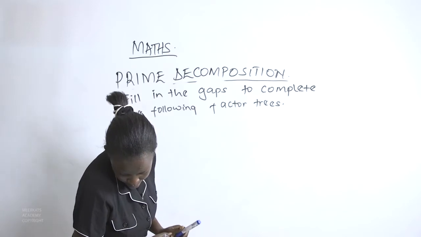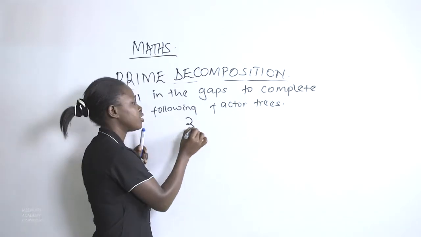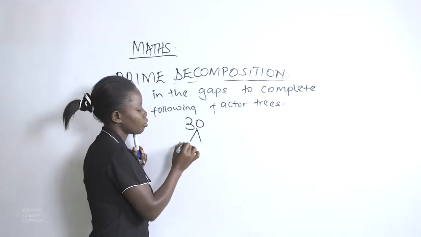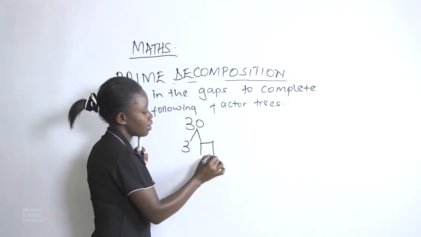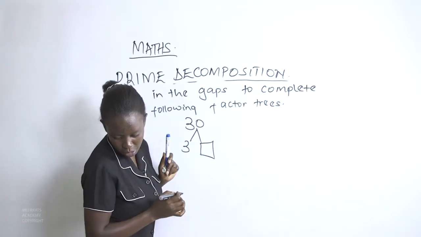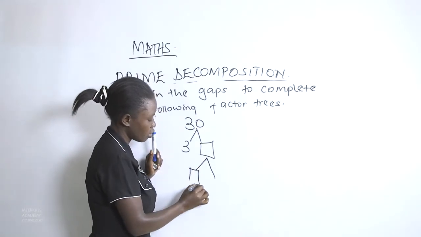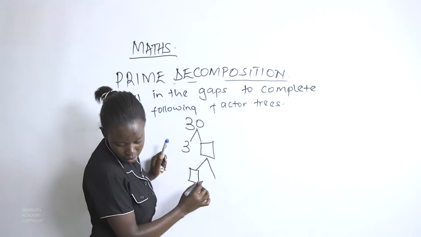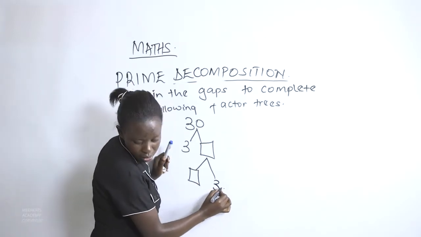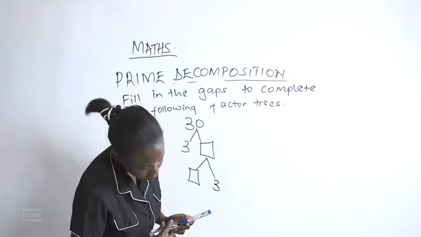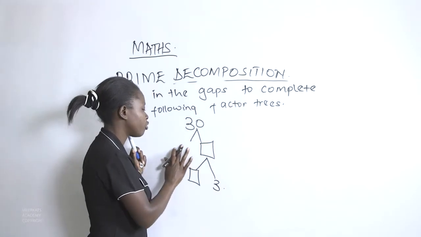We have the number 30 as our starting number. The 2 arrows, we have 3 and a dash at that point. That is what we need to fill in. Then from there, we have another dash somewhere that we need to fill. That gives us 3. This is supposed to be 5.